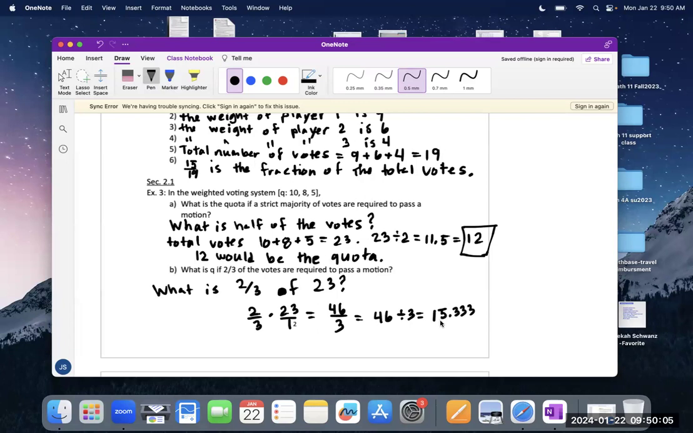So of course we have to round that up, because if we rounded it down to 15, 15 would not be 2/3 of the vote, it'd be a little bit less. And of course we can't have a partial vote, so I would round this up to 16.